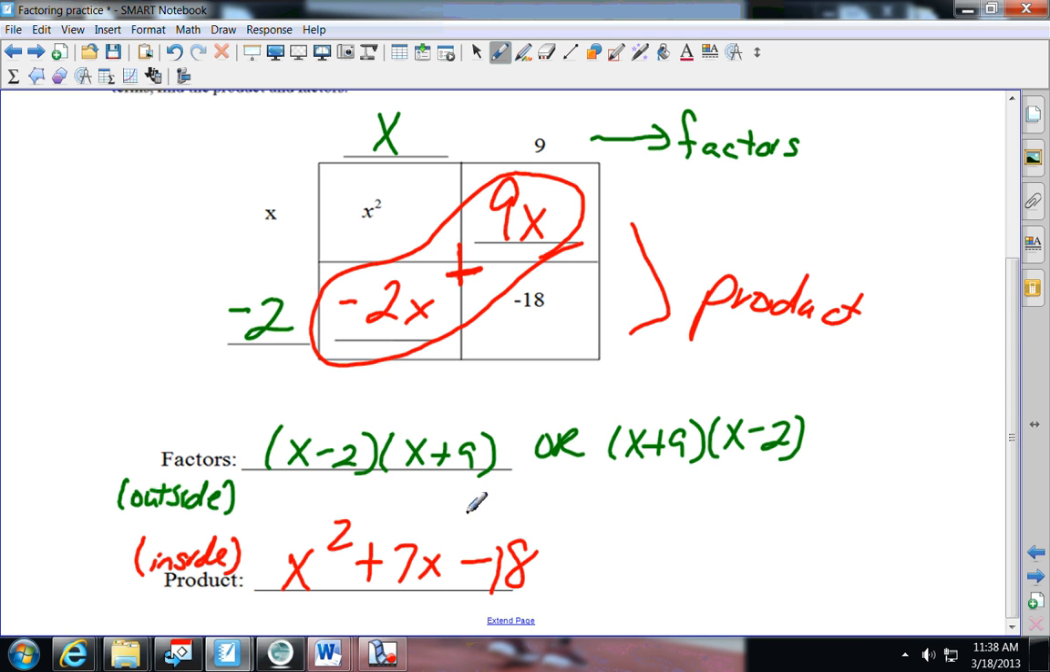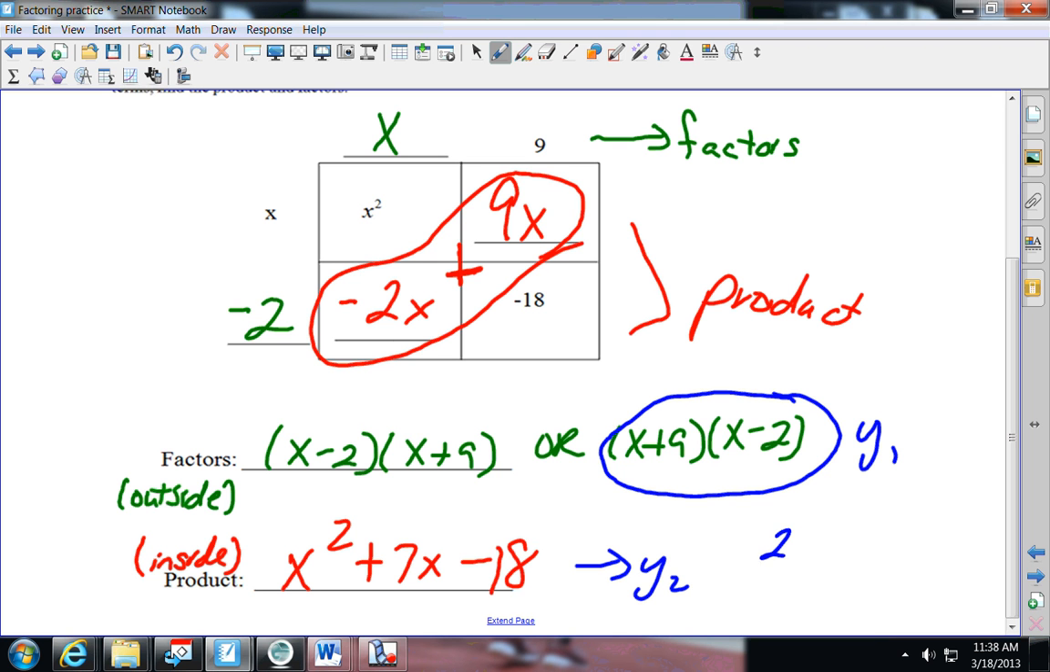To check, what do you need to do in order to check to make sure you did it right? Put your factors into y1 in the calculator, your product into y2, and press second graph. Let's see if I can spell right. G-R-A-P-H. Remember, all of y1 and y2 have to be the same.